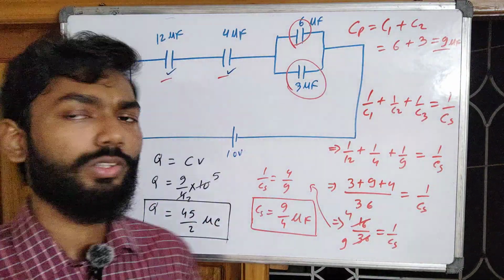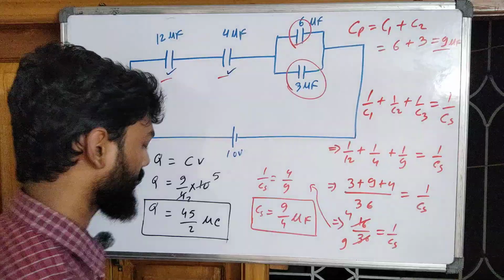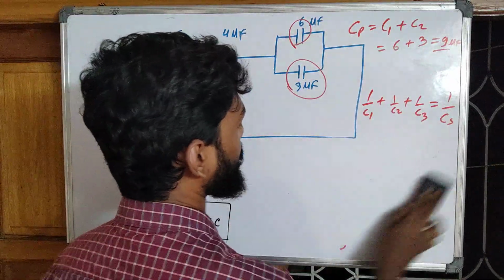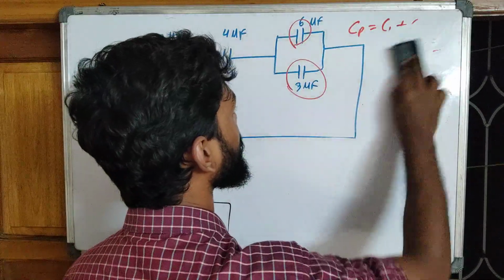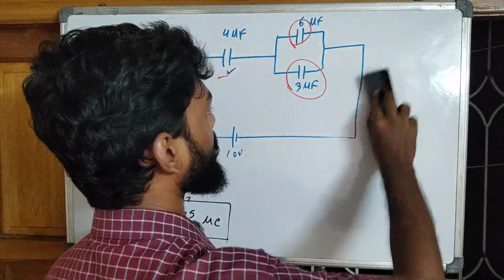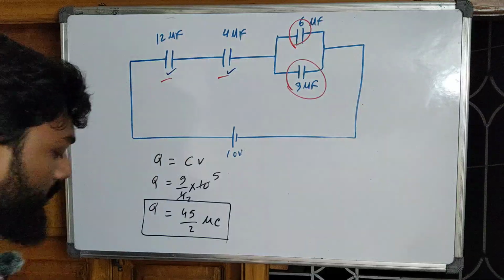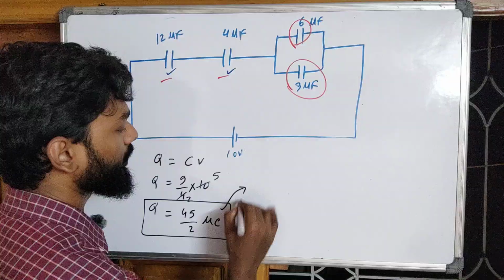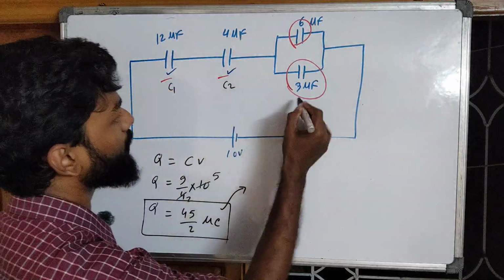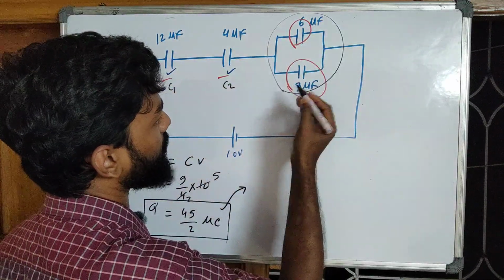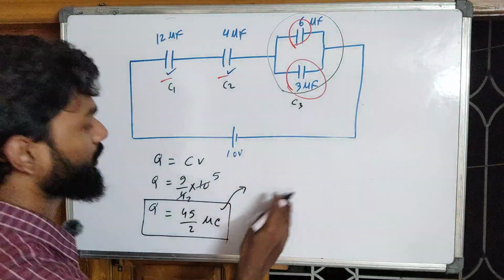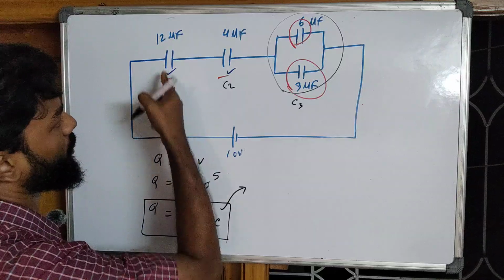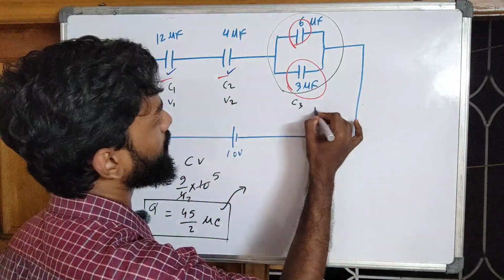Now we need to calculate the potential across each capacitor. What would be the potential? V equals to Q by C, I guess. So you might write a line after this. This charge will be across C1, C2 and this whole branch C3. Let's suppose this is C3. Now let's calculate the voltages. Let's name the voltage across this V1, this V2, and this, let's suppose, V3.